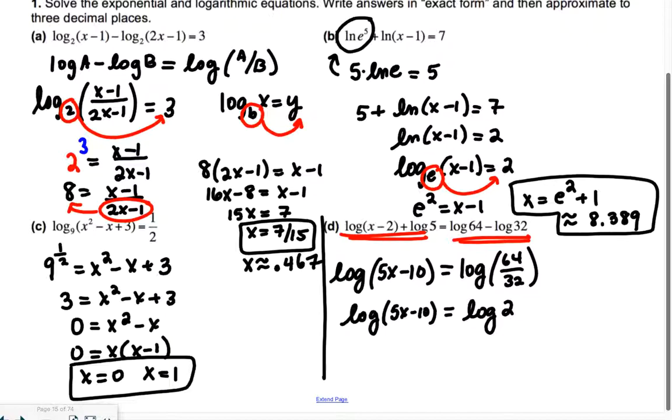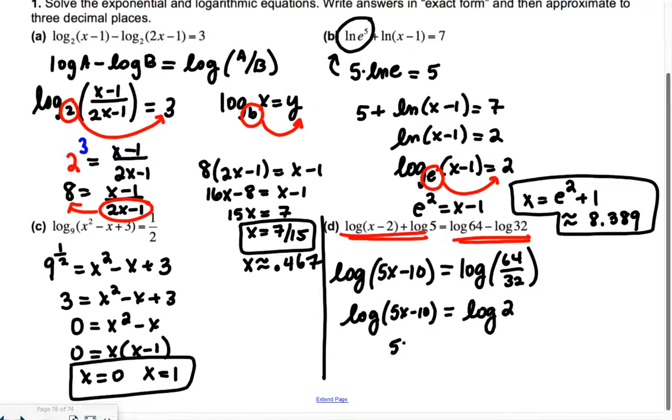So don't overcomplicate things. What can we do here? Yeah, you can kind of just get rid of the logs, right? What we're really doing is we're doing 10 raised to both sides, like 10 raised to that side and 10 raised to that side, and the log base 10 and the 10 go away. But really if you just think about it logically, if you have log of 7 equals log of x, right? Doesn't 7 have to equal x? Does that make sense? You're taking the log of the same thing.